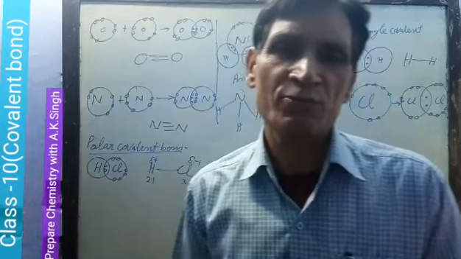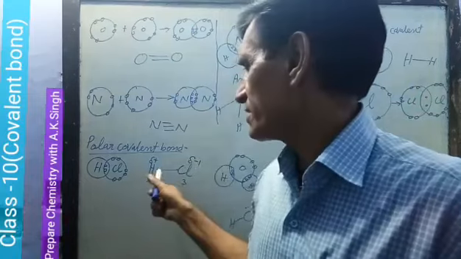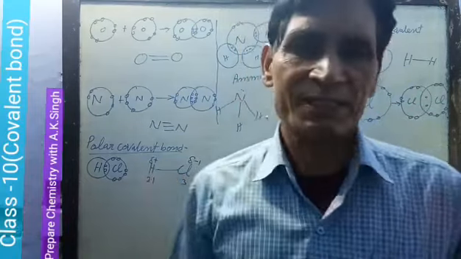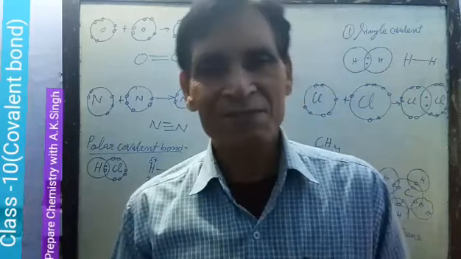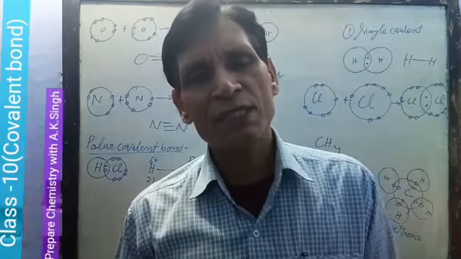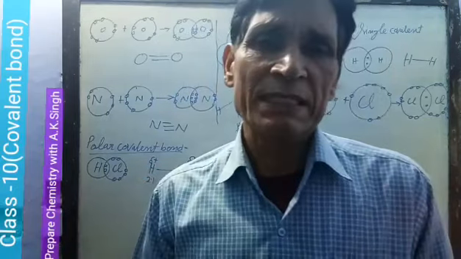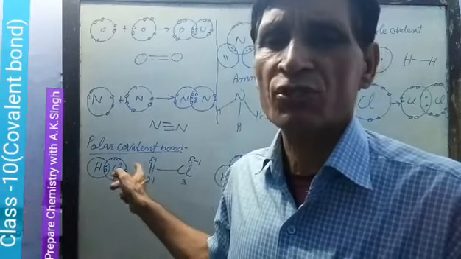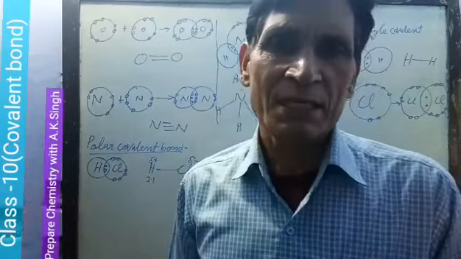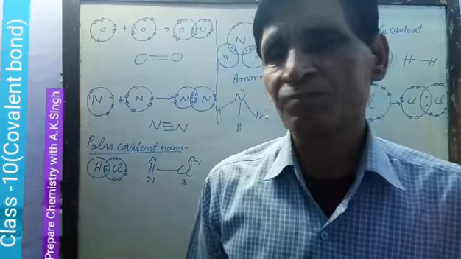What is a pole, I want to tell you. If very small, equal and opposite charges are separated apart by a very short distance, such a system is known as an electric dipole. In case of a molecule, it is called a molecular dipole. Poles are developed here, positive pole and negative pole, and the bond is a polar covalent bond.